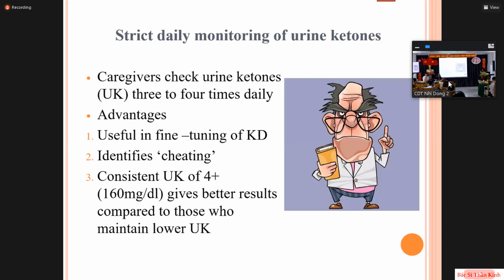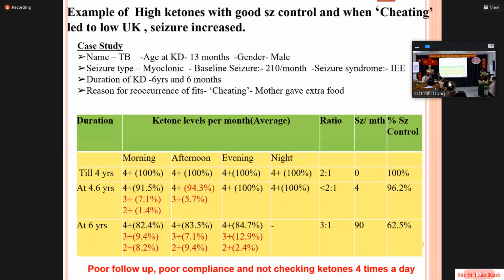So now we come to the strict daily monitoring of urine ketones. Caregivers should check urine ketones 3 to 4 times in a day. The advantages are that it is useful in fine-tuning the ketogenic diet, it identifies cheating, and consistent urine ketones of 4+ give better results compared to those who maintain lower urine ketones.